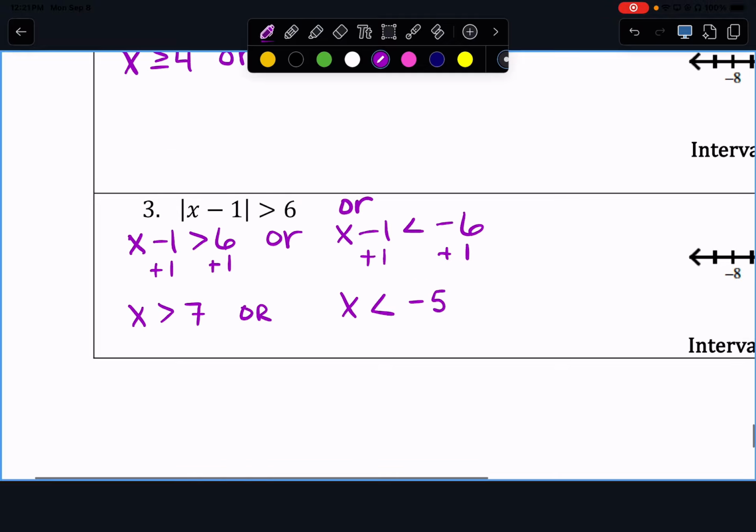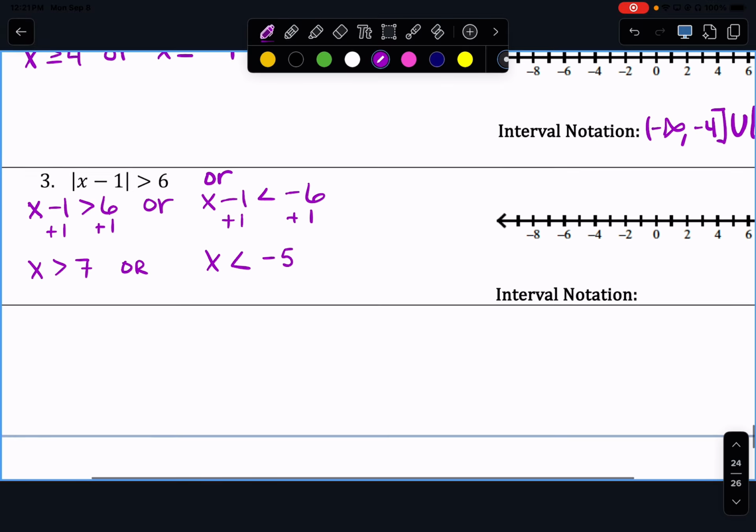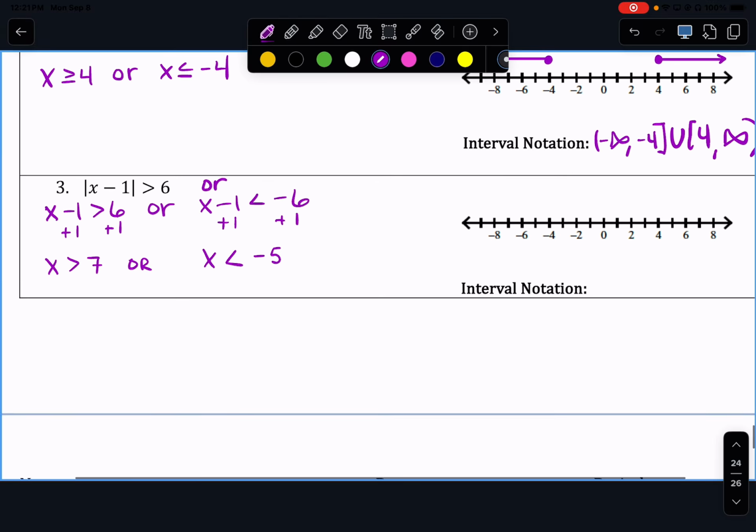Okay. So, on this one, we will graph it. Will I use open or closed circles? Open. At negative 5, we will have an open circle. And at 7, we'll have an open circle. Do they go together or apart? And that is what our graph should look like.